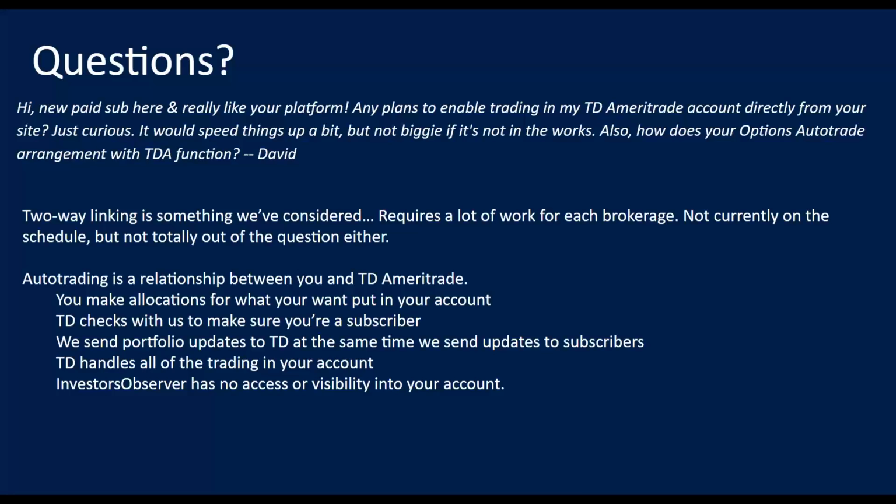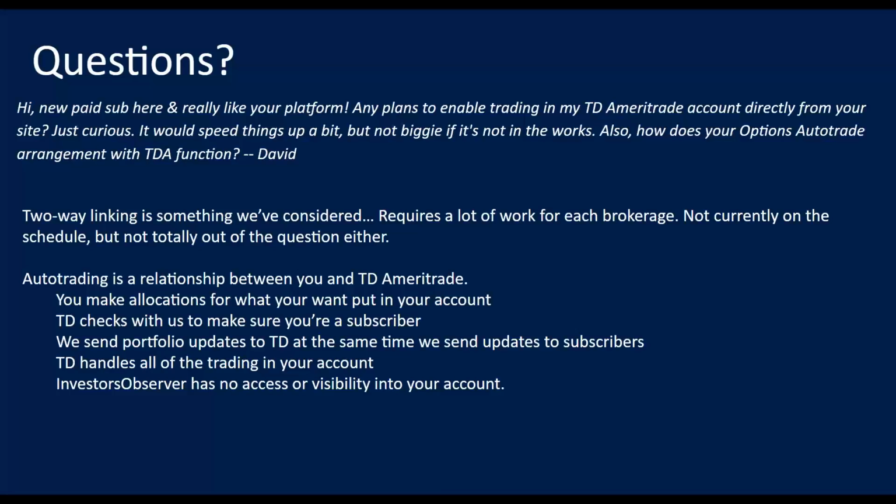And then he also wanted to know how the auto trade works for our option portfolios. The way that works is auto trading is a relationship between you and TD Ameritrade. You make allocations for what you want to put in your account in terms of one of our 3 portfolios, whether it's covered calls, diagonal spreads, or vertical spreads. TD checks with us to make sure you're a subscriber. And then we send the portfolio updates to TD the same way we send them to our subscribers. And TD handles all of the trading in your account. Investors Observer has no access or visibility into your account whatsoever.